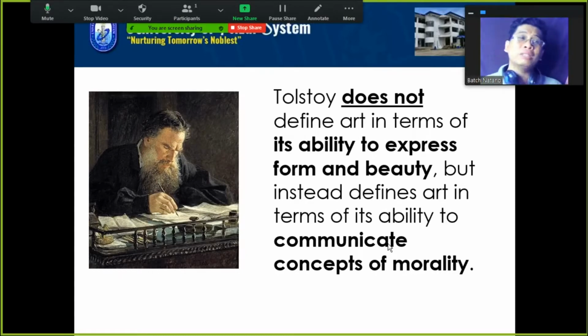However, may issue pa rin tayo kasi sa morality, di ba? Napakalaking usapin ng morality because what is moral to you might be immoral to me, and what is immoral to me might be moral to you. And it makes things like appreciating art in a subjective way. So, naging subjective way talaga siya. Kasi nga, the concept of morality, the morality itself, again, can be defined differently depending on how others view it or look at it.